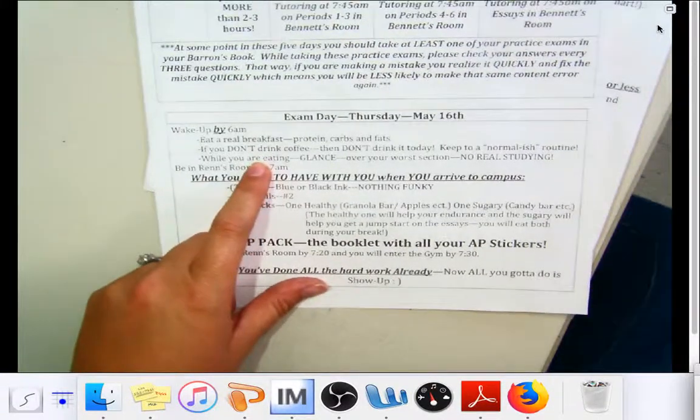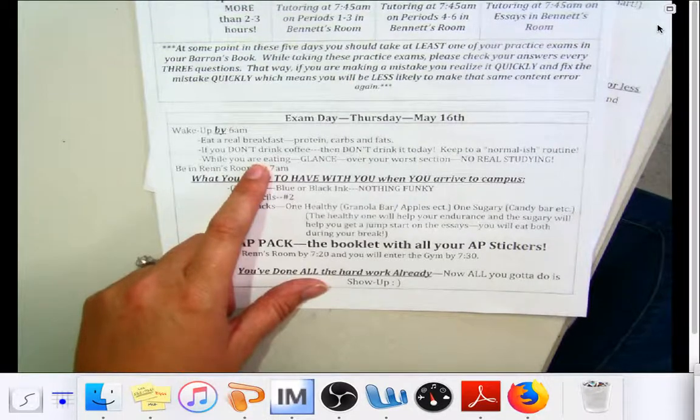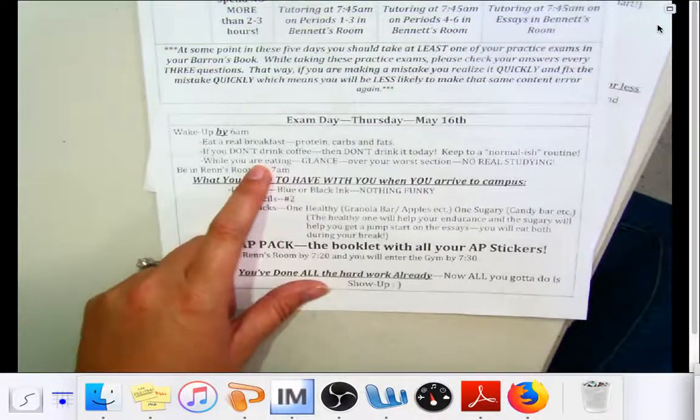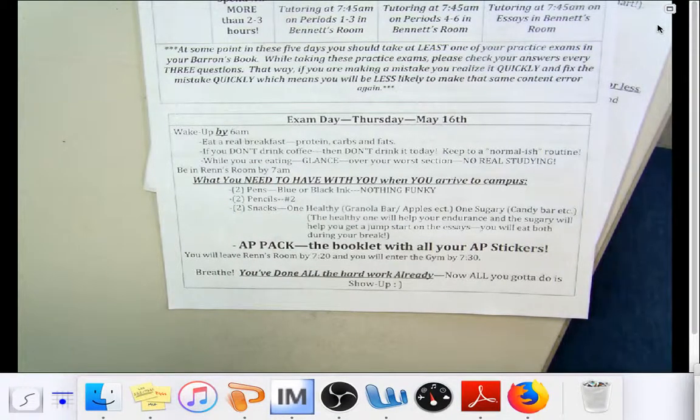While you're eating, I am perfectly fine with you glancing at your notes. You are not going to be studying your notes. You're not going to be like, oh my God, I got to learn this before I go in. Absolutely not. You're only going to stress yourself out. You're not going to retain anything, and you're probably going to lose information because you just freaked yourself out.